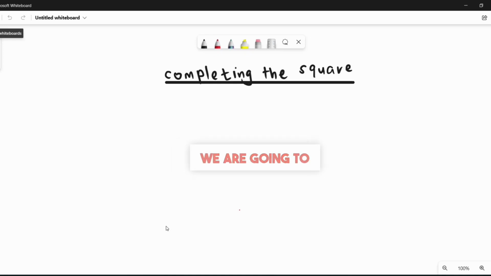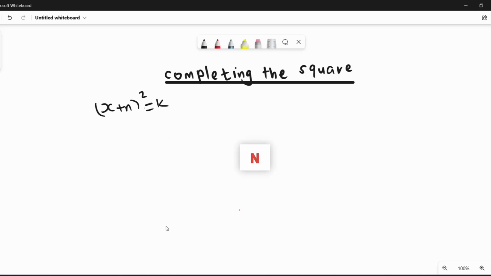In this video, we are going to learn how to use this method to solve quadratic equations. Before we dive into the process, let's first define what completing the square is. Completing the square is a method of rewriting a quadratic equation in the form (x + n)² = k, where x is the variable, and n and k are constants. It allows us to take the square root of both sides and solve for x.